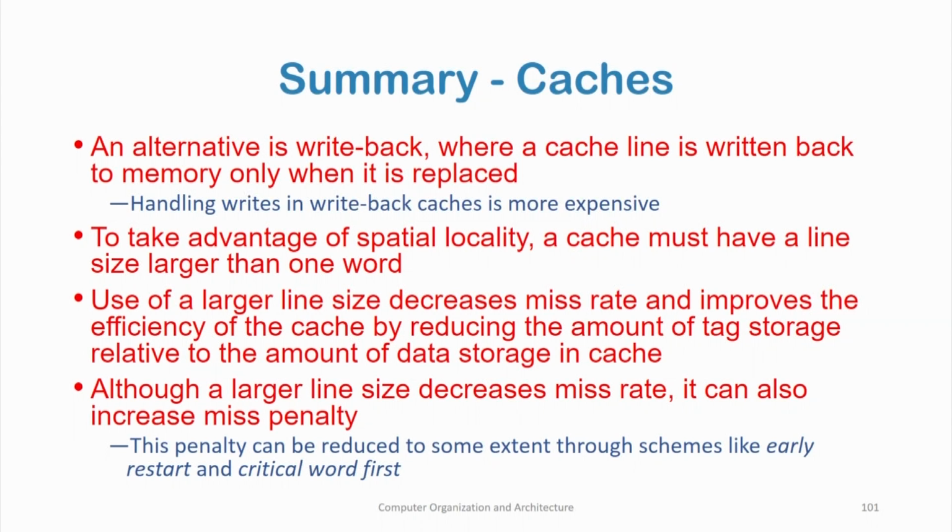Although a larger line size decreases miss rate, it can also increase miss penalty. A larger line size decreases miss rate, as we saw, because it improves spatial locality. However, it can increase miss penalty, because now for every transfer from main memory, I have to bring the entire memory block into this line, for every miss that we have. When the line size increases, this transfer of block from memory to cache becomes more expensive. This penalty, however, can be reduced to some extent through schemes like early restart and critical word first.